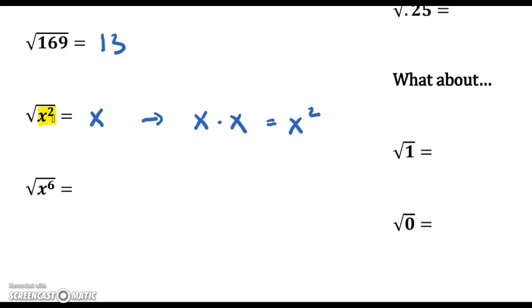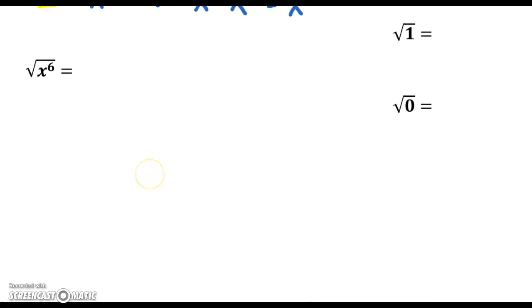Alright, now let's try this next one. We have x to the 6. This one seems a little harder. But let's start with a little bracket here, and I can leave it blank, and then we can work backwards to find this one. So we're trying to get to x to the power of 6. What can I multiply by itself, or in other words, square, to get x to the 6? In this case, it's going to be x to the power of 3, because x to the power of 3 times itself gives us x to the 6. So the answer is going to be x to the power of 3.